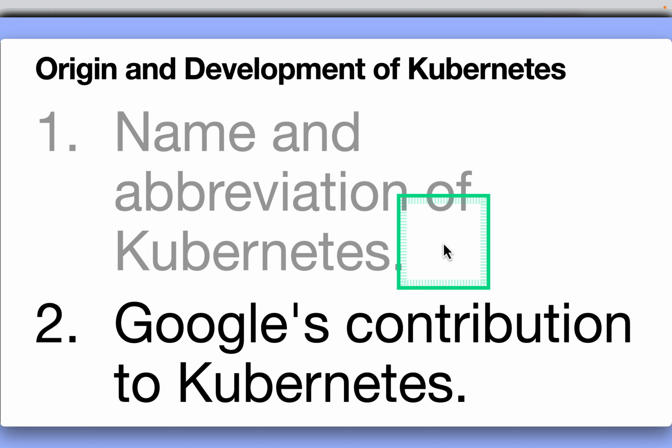And Google played a pivotal role in developing Kubernetes and open sourcing the project in 2014. It combines Google's over 15 years of experience managing production workloads at scale with the community's best practices.